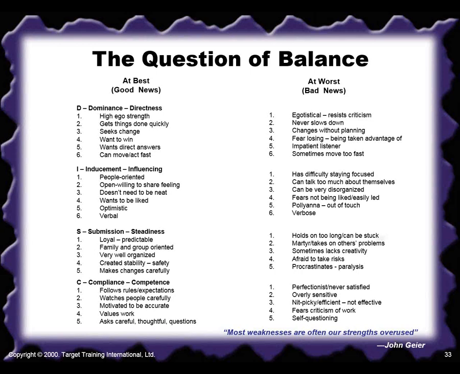Again, dominance, very direct, can be good or bad depending on the situation. Influencing, likes to be in front of people, very talkative, may not be good at times, right? Steadiness, predictable, not wanting change. Again, at times you may want somebody to change. Compliance and competence go together here. They have rules and expectations, maybe too perfectionist, so that may be a problem. They may doubt themselves. And that's why John Geyer gives an example.